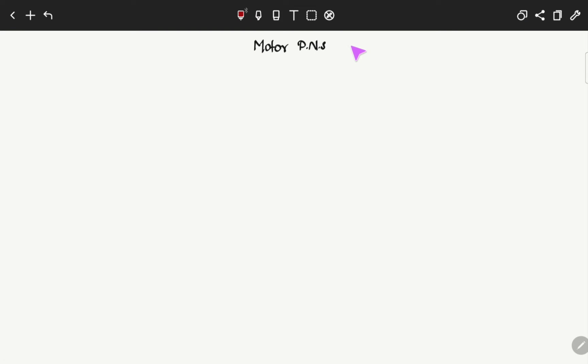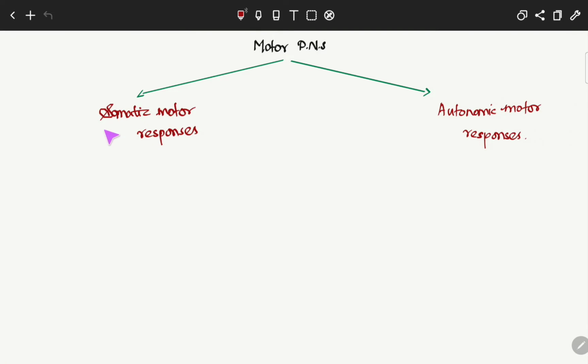In this video we are going to deal with the motor peripheral nervous system and also in detail about the central nervous system. So this motor peripheral nervous system, based on its responses, could be further classified into somatic motor responses and autonomic motor responses. So this could be divided into somatic motor responses and autonomic motor responses. Somatic motor responses refer to the voluntary responses, and autonomic motor responses refer to involuntary motor responses. Right. So autonomic motor responses, in turn, could be divided into two.